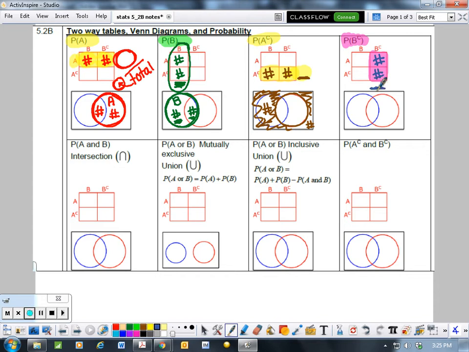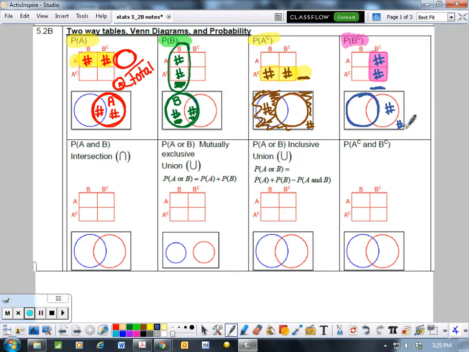Now for B complement, we would be looking at that B circle. So here's my B circle, and I want anything that's not in the circle. So this number plus this number would tell me my B complement, because it's everything outside of that circle. Okay, so those are the separate individual ones.